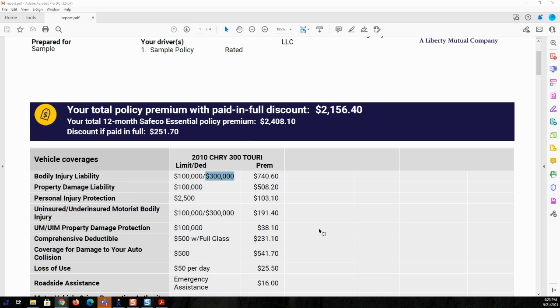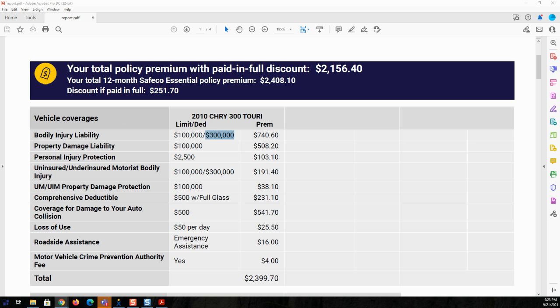This is a Safeco proposal. It is one of our preferred carriers, but we also have coverages from many other carriers such as Nationwide, Progressive, Travelers, etc. Your agent will help pick the best priced product and the best fit for you.